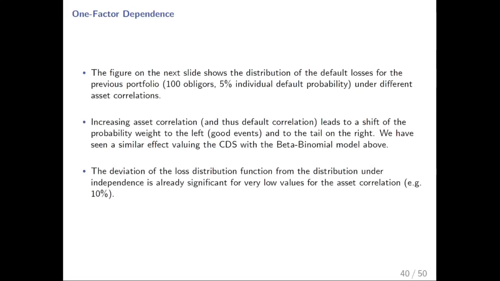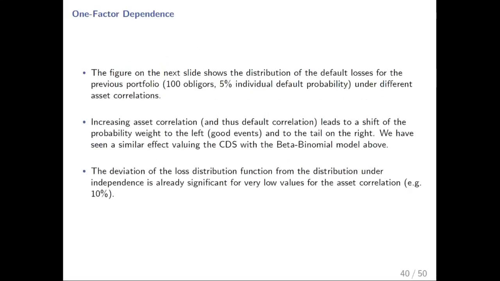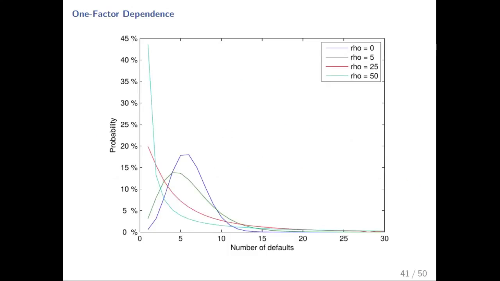So let's look at another picture. On the next slide, I'm showing you some plots where there are going to be 100 assets in my portfolio. So this is going to be a CLO or a CDO with 100 assets with a single tranche. So it's just a basket CDS. And the individual probability of default is 5%. Under independence, the individual probability of default is going to be 5%, and we're just going to change the asset correlations. I'm going to increase the asset correlations, which is going to increase the exposure to this common factor. And this is what it looks like.